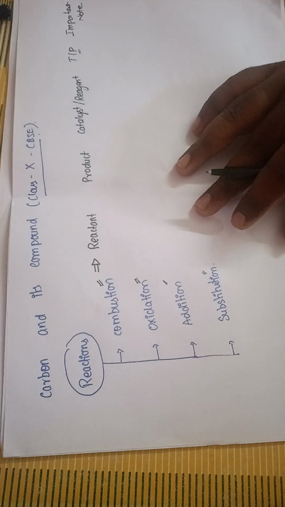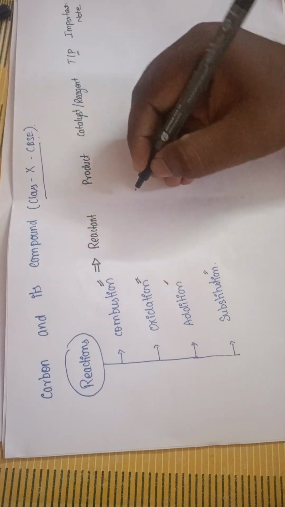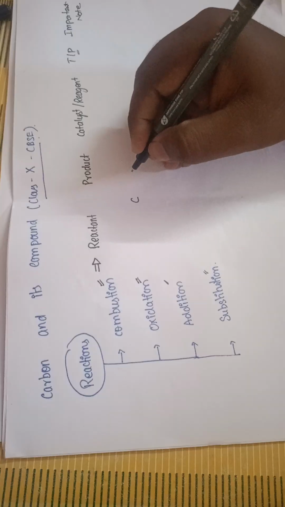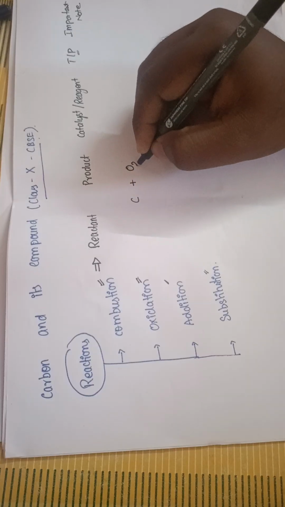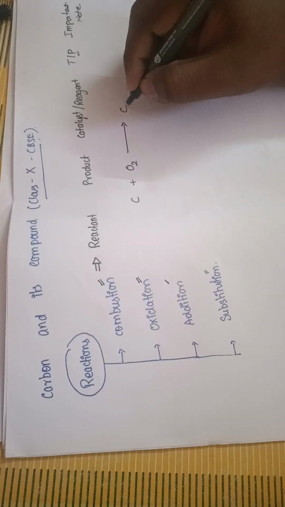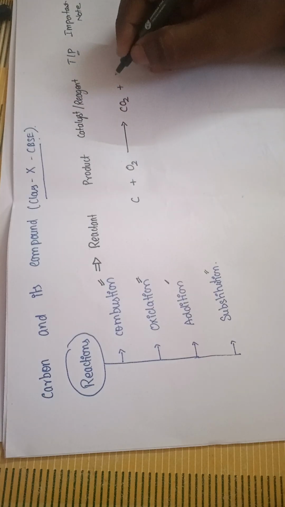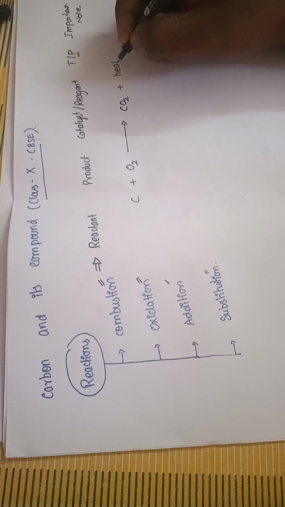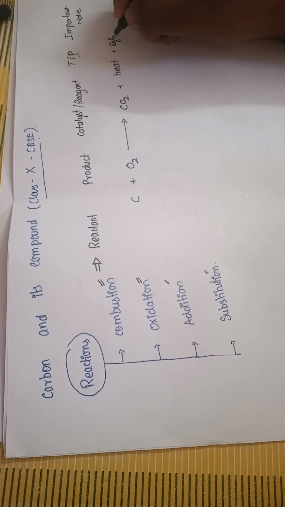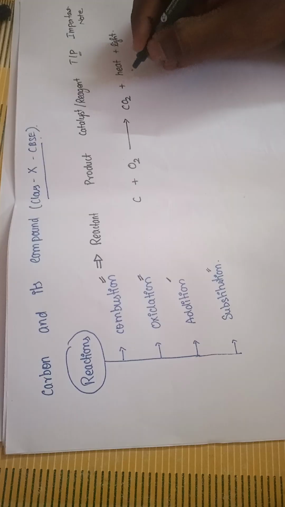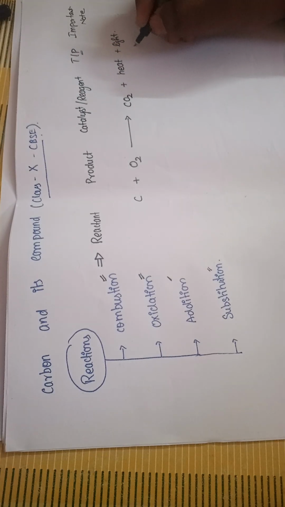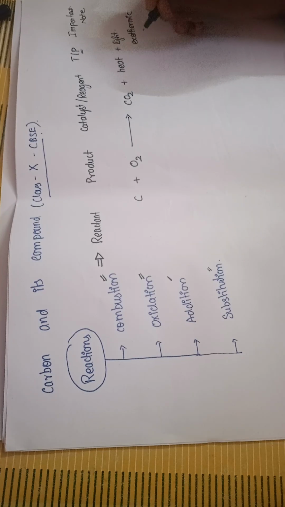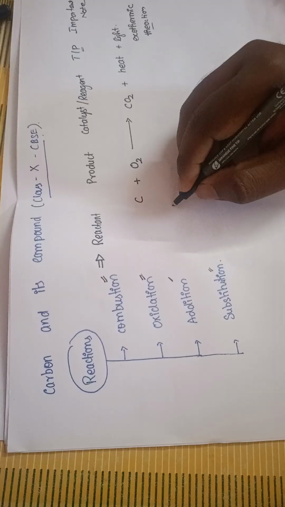So combustion reaction, you are taking an organic compound, any carbon compound. When you heat it with oxygen, it becomes carbon dioxide. Along with the formation of oxide of carbon, it releases heat and light. The reaction which produces heat and light, or produces energy, is an exothermic reaction. Whether you take carbon or its compound, it's a hydrocarbon.